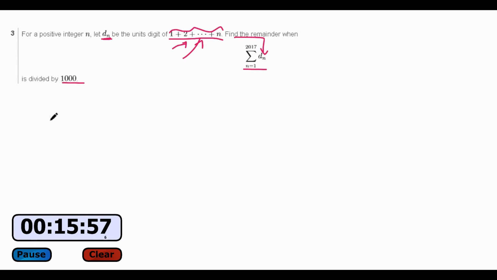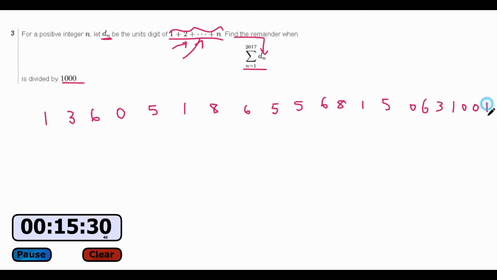So starting from when n equals 1, the mods are 1, and then we add 2 to get 3, add 3 to get 6, add 4 to get 0, since we're working mod 10. Now we add 5, add 6, add 7, add 8, add 9, add 10, add 11, add 12, add 13, add 14, add 15, add 16, add 17, add 18, add 19, add 20, and then add 21, and then it cycles.